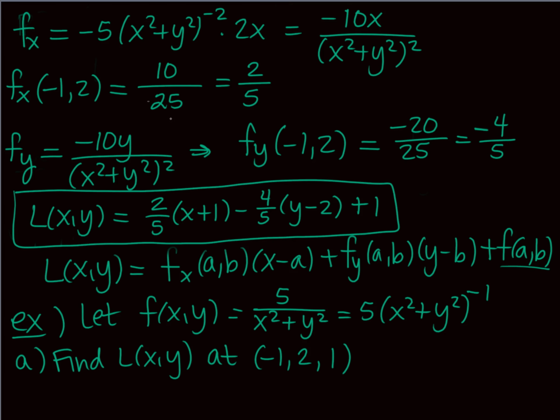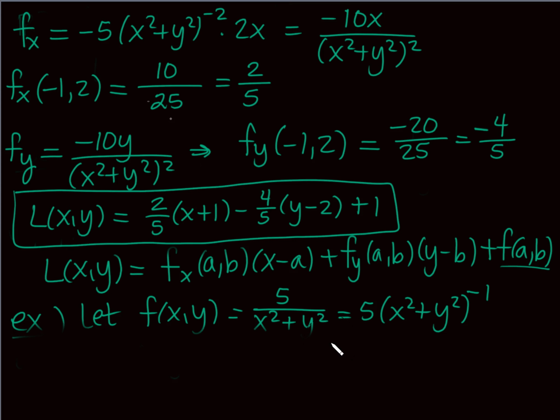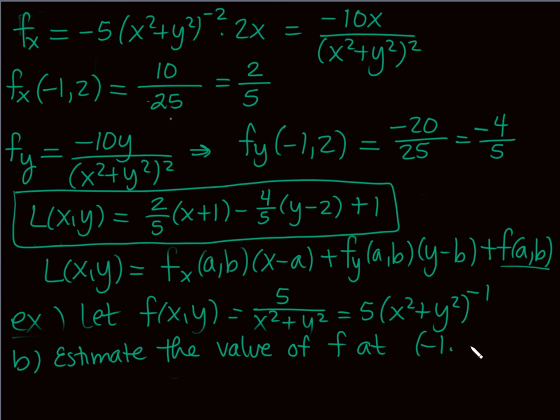Okay, and then we had one more part to this. I should have thought about how I plan this out a little bit more. But part B, let's use this to estimate the value of f at the point (-1.05, 2.1). So again, we're really close to our original point, (-1, 2). So if I take L of (-1.05, 2.1).